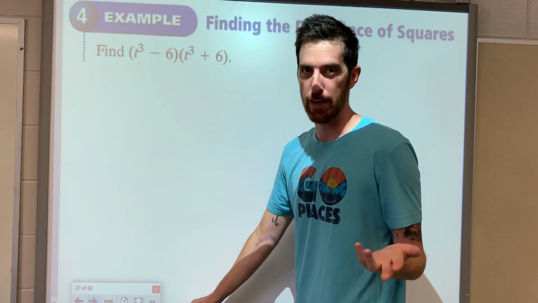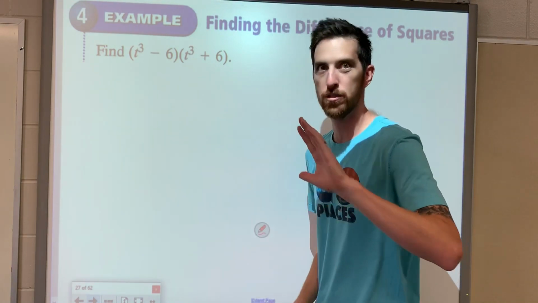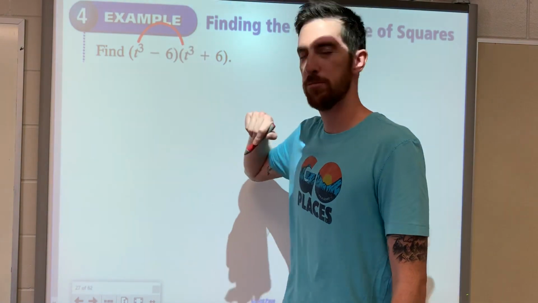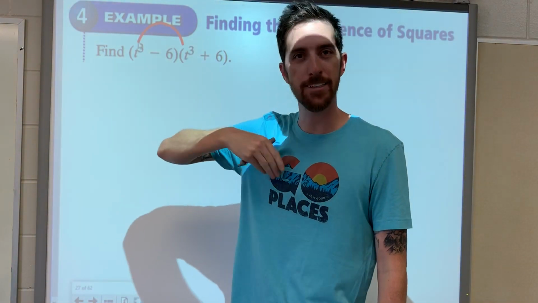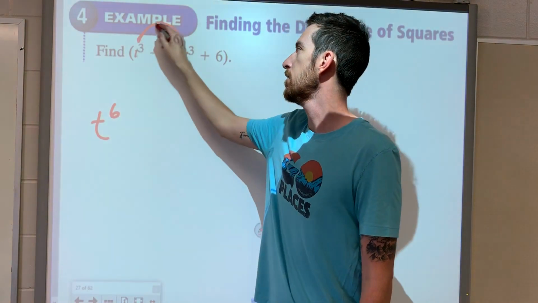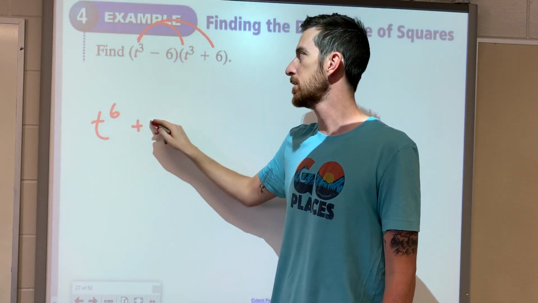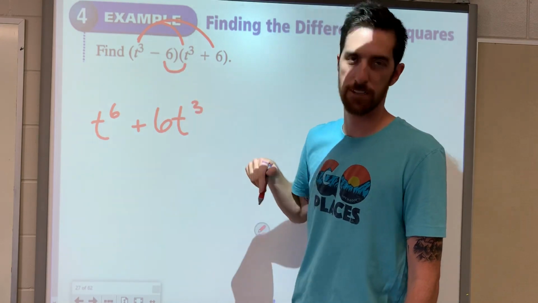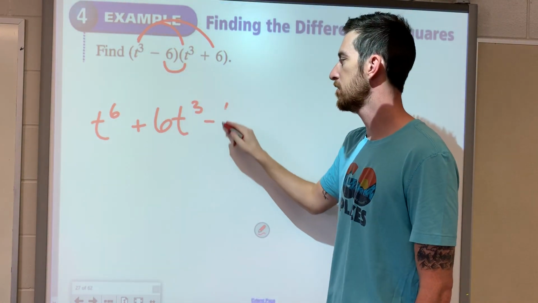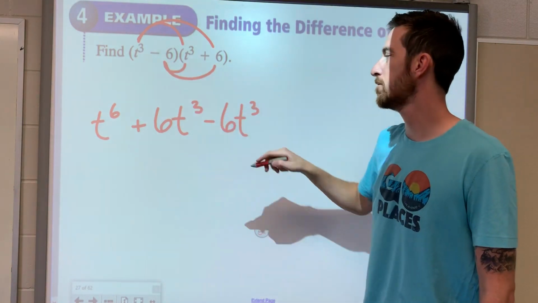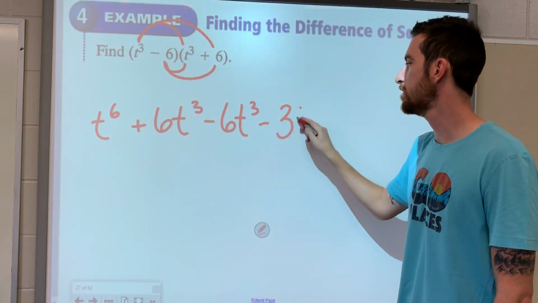So let me show you what happens if we were to FOIL this, which you can always FOIL them. T to the third times t to the third. Remember, we add the exponents, so it would be t to the sixth. T to the third times positive 6 would be 6t to the third. Inside, negative 6 times t to the third is negative 6t to the third. And last, negative 6 times positive 6 is negative 36.